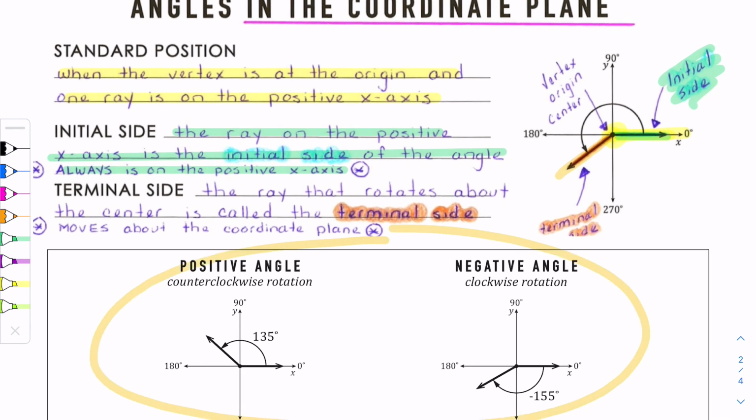So in this box here, you see positive or negative angles. It doesn't have anything to do with the value of the angle as much as it has to do with the direction that the angle is moving in. So positive or negative indicates the direction the angle moves in the coordinate plane.